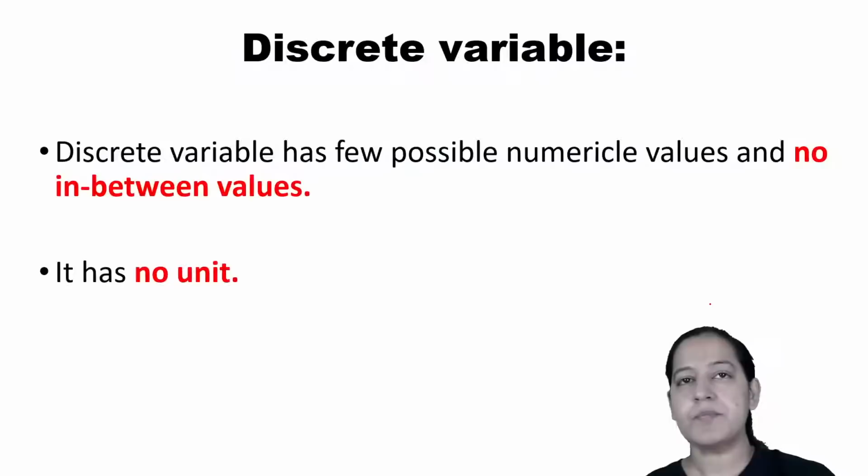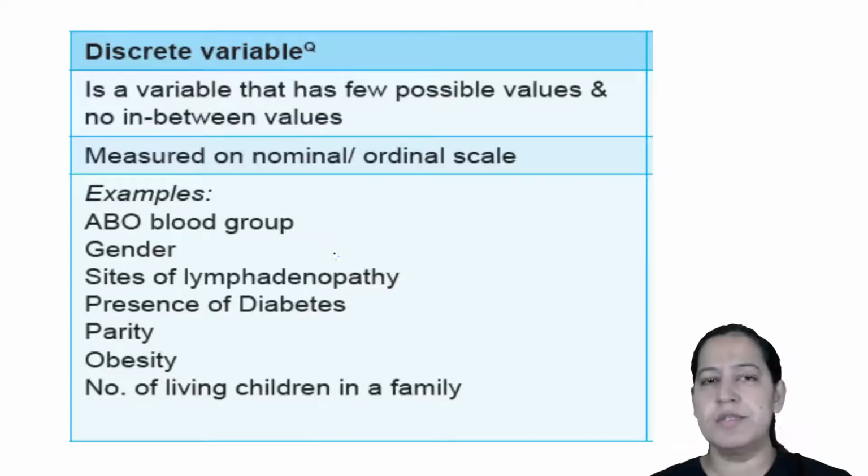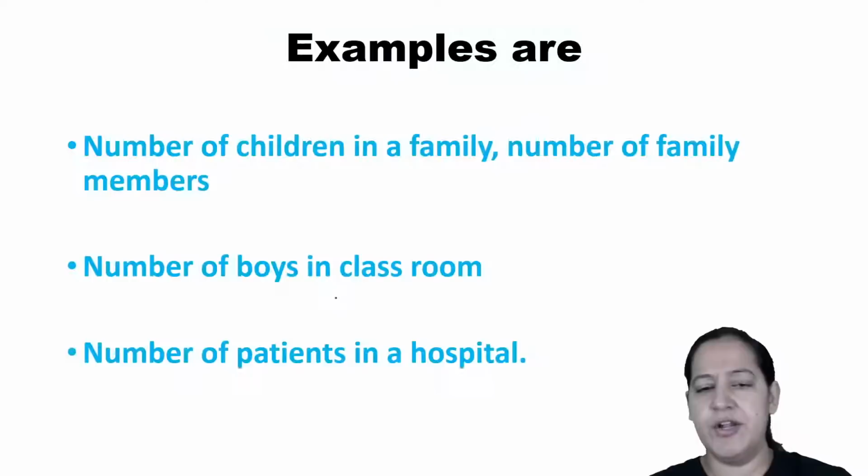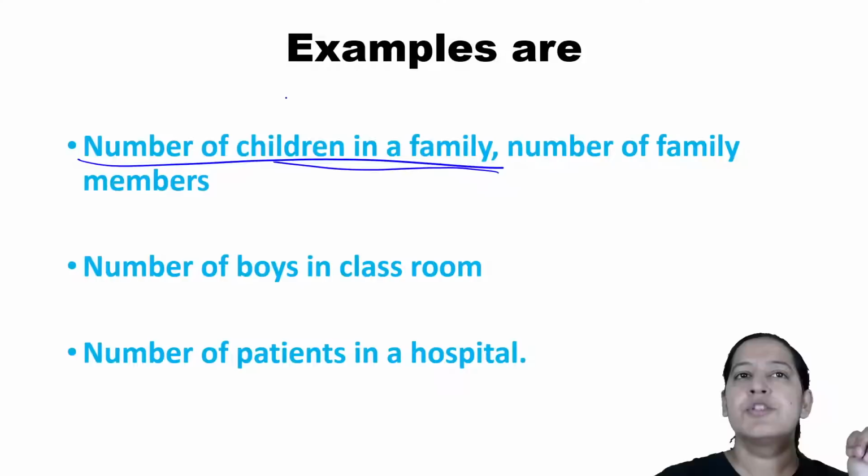So discrete has no in-between values and no units. See the example. What is your blood group? Blood group is either A, B, AB, or O. It will not be something in between. Gender will be male or female. Sites of lymphadenopathy. How many members are there in a family? In your family, how many children are there? It could be 1 child, 2, or 3. It will not be 1.5 children.